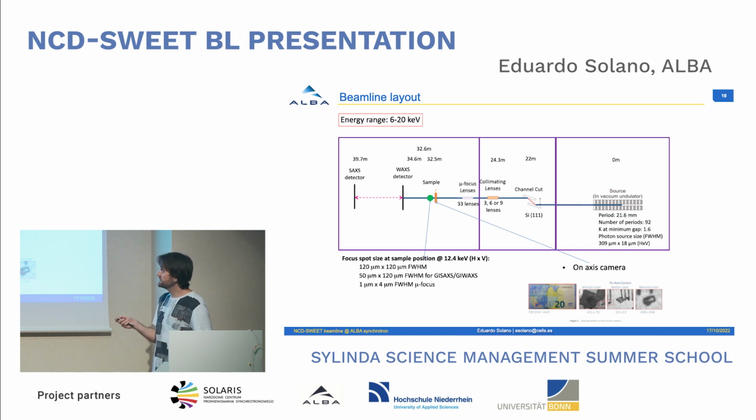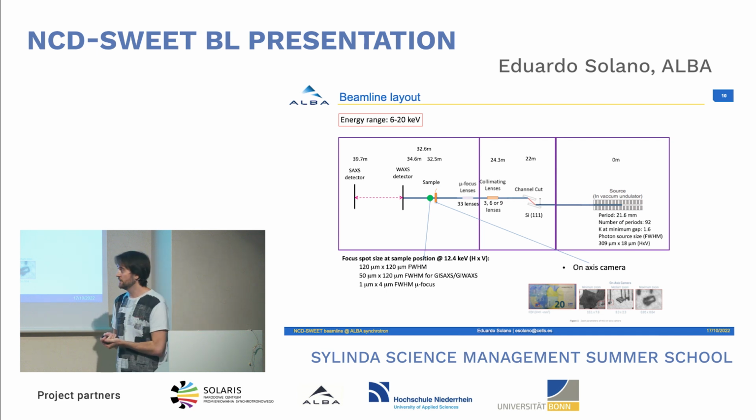And why do we have this energy range? Because the silicon 111 monochromator could go higher and lower in energies, but we would be losing the efficiency of the detectors that we are using in our beamline.